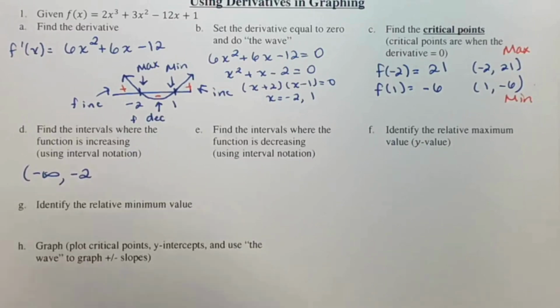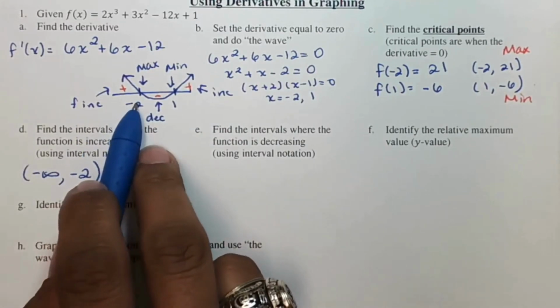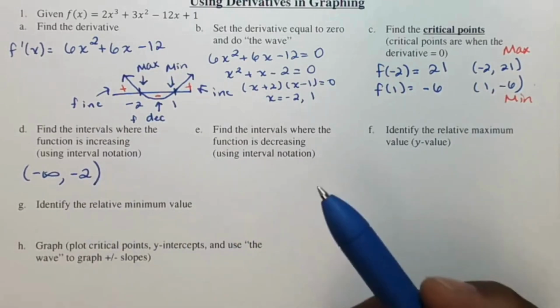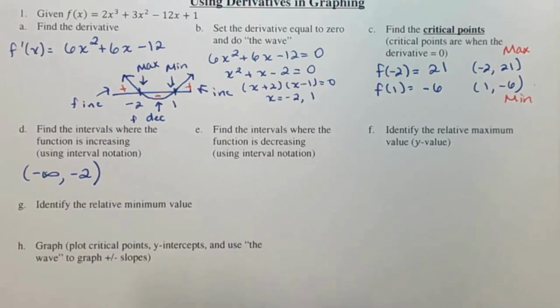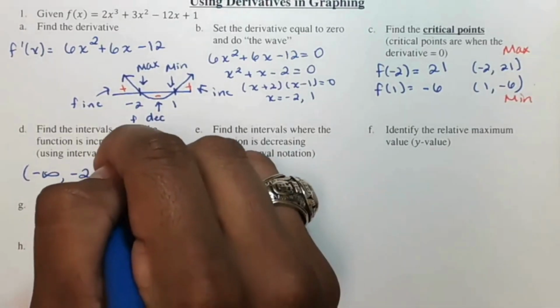In this class, we're just going to put parentheses on that. So at -2, we're just going to say that it's not increasing or decreasing. If you put a square bracket here, you're saying that it does both, which is fine. Either one is an acceptable answer on the AP exam. But for now, we're just going to do parentheses.